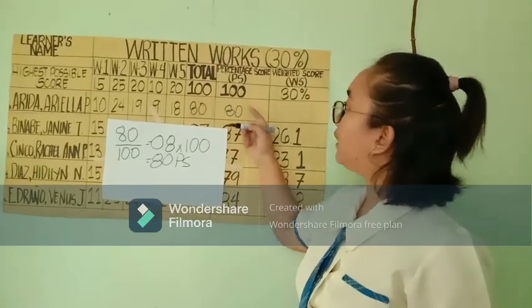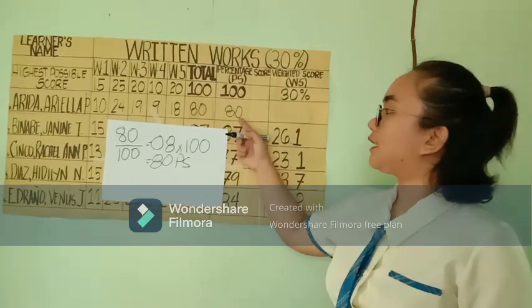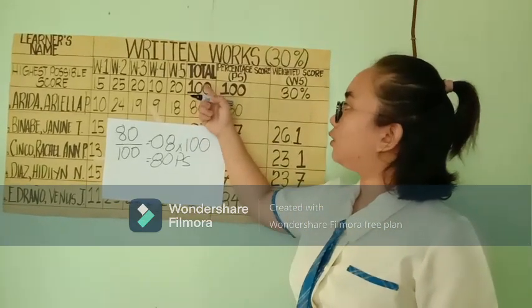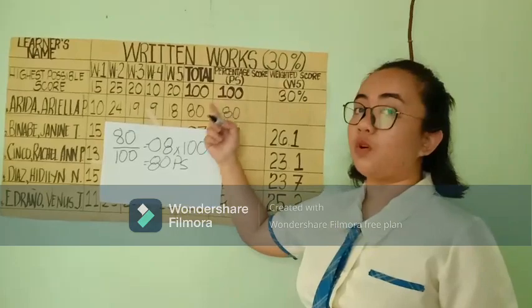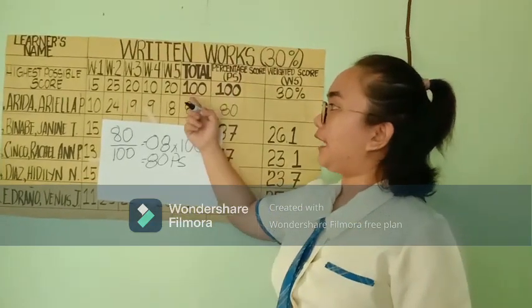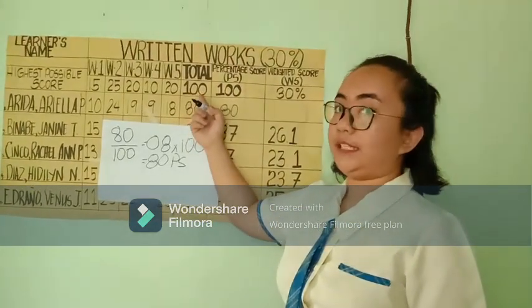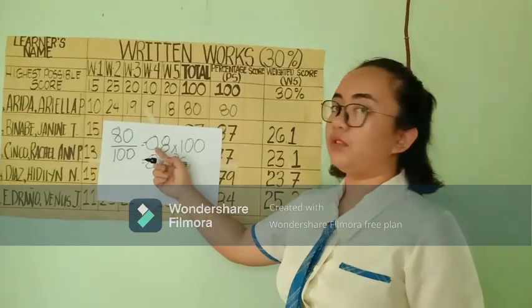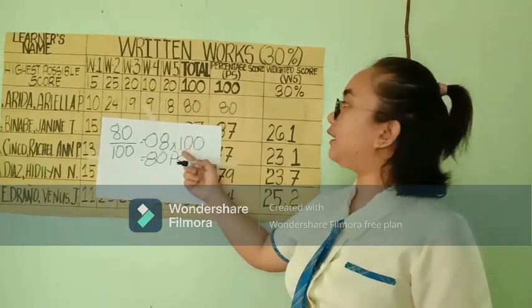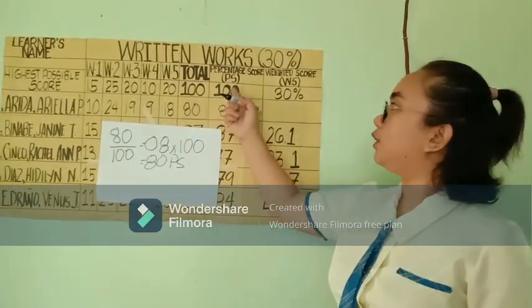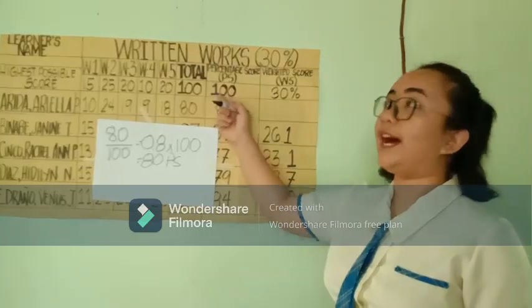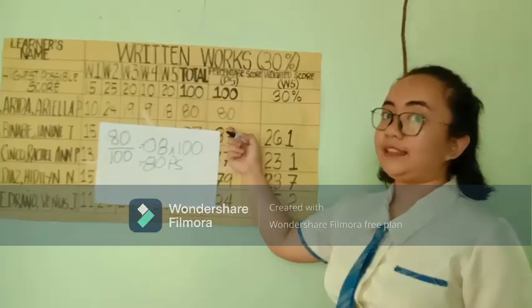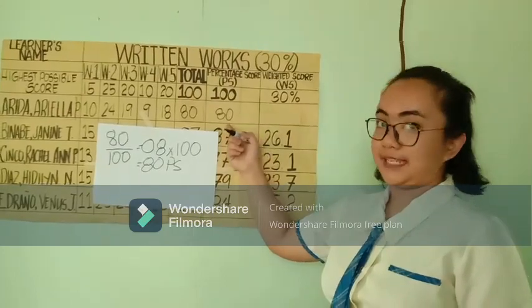Again, in getting your percentage score, you must divide your total score by the highest possible score, which is 100. So you will get 0.8, multiply it by 100, and of course you will get your percentage score of 80.